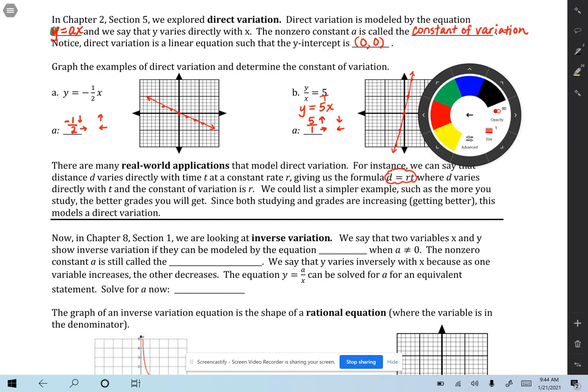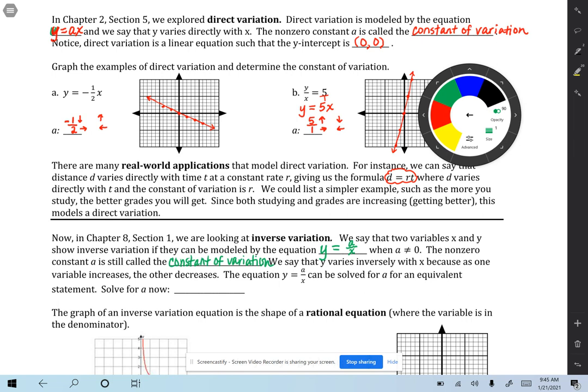Now, in Chapter 8, Section 1, we are going to look at what is known as inverse variation. We say that two variables, x and y, show inverse variation if they can be modeled by the following equation. So y equals ax, the ax equation, is direct variation. Inverse variation has the following equation, y equals a over x, where a cannot equal 0. The non-zero constant a is still called the constant of variation. We can say that y varies inversely with x because as one variable increases, the other variable decreases.